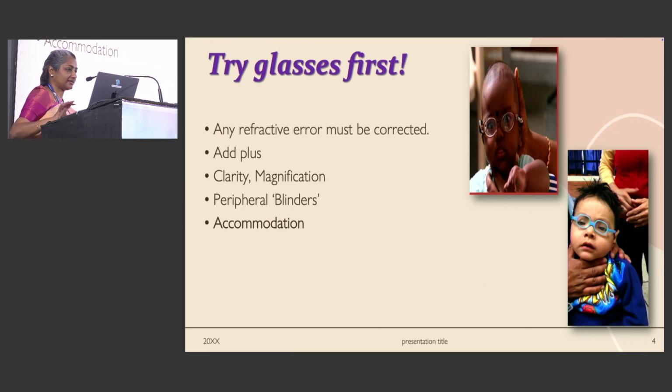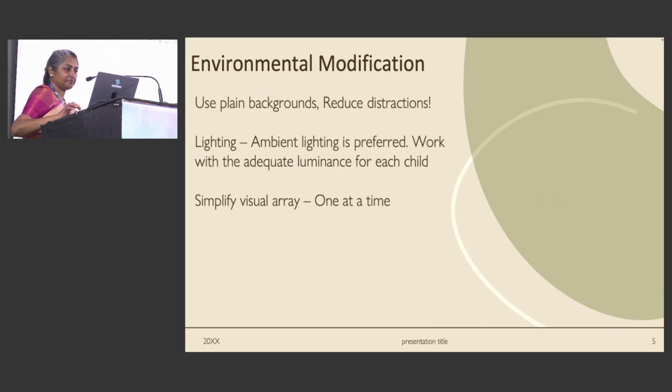So try the glasses first, I already said, but also, if it is a high plus frame, it also acts as a peripheral blinder, as the child is not able to see beyond the glass. That may itself help in giving a focus, because sometimes the features of CVI also mimic ADHD. Many times we may feel like that, but this may actually be helpful to prevent that tendency of the child to not concentrate. Accommodation, I said. And simple background, ambient lighting, you always use one at a time.